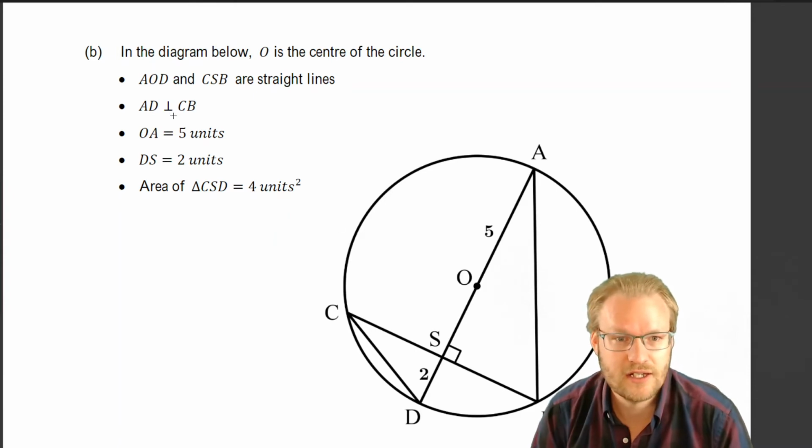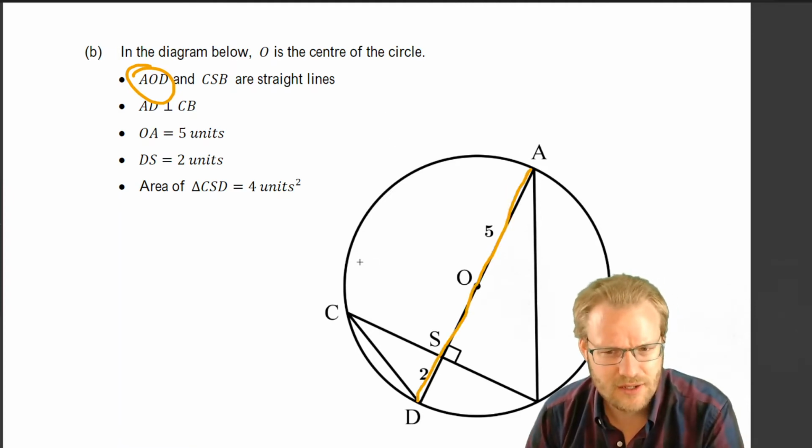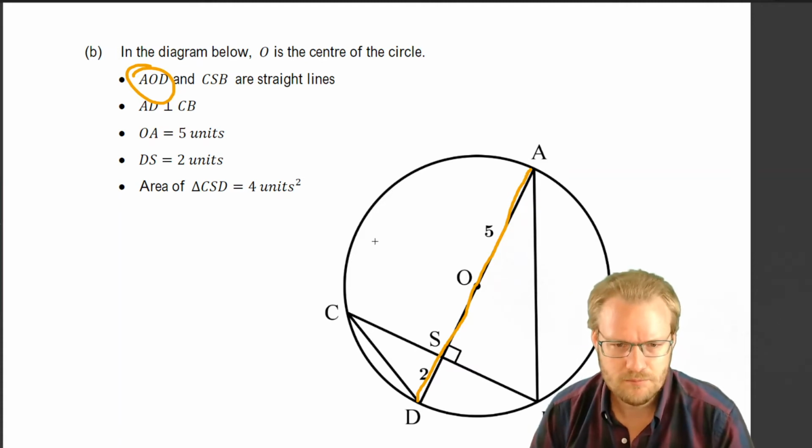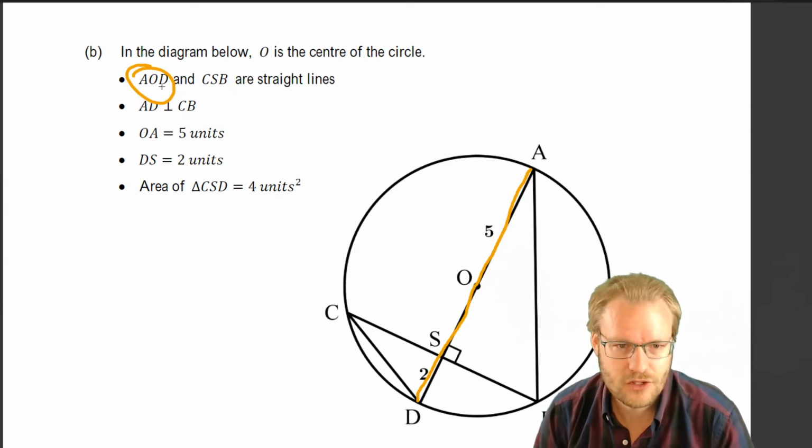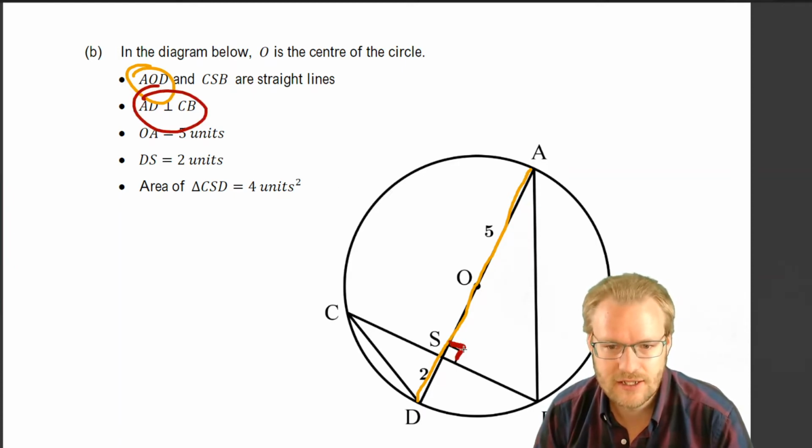Things that look like straight lines are straight lines. AOD is a straight line. Cool. What does that make AOD? Makes it a diameter. So you go, oh, okay, immediately we've got a diameter over there. Could be useful. AD is perpendicular to CB. So this bit here is that 90 degrees they've shown us.